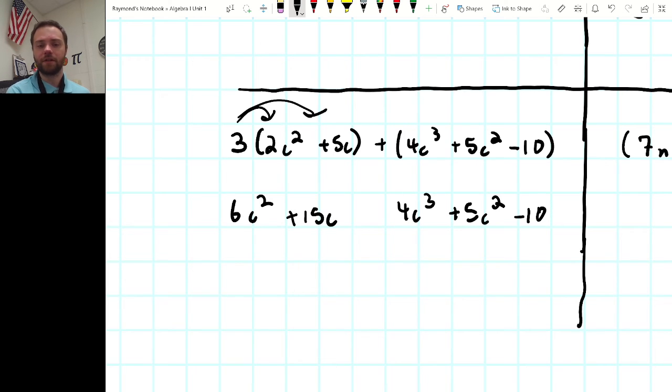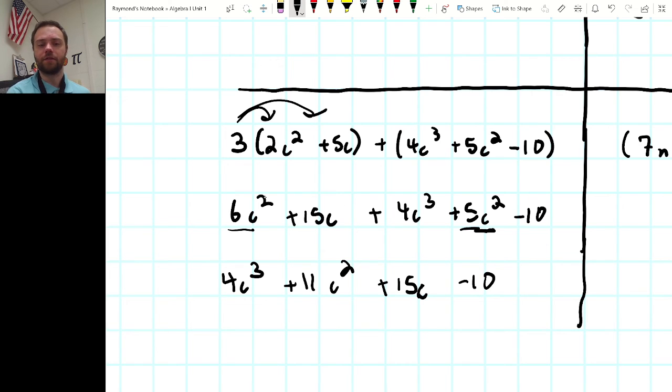So I've got 6c squared is a like term with 5c squared. But I want to write this in standard form, so I'm going to do it from highest power to lowest power. 4c cubed is right here, so I'm going to bring 4c cubed down first, and then I'm going to add these two. So I want to list this in highest power to lowest power. So I've got 6 plus 5, which is 11c squared. And then I've got nothing to combine with 15c, so I'm going to bring that down. So 15c is finished. And then negative 10.